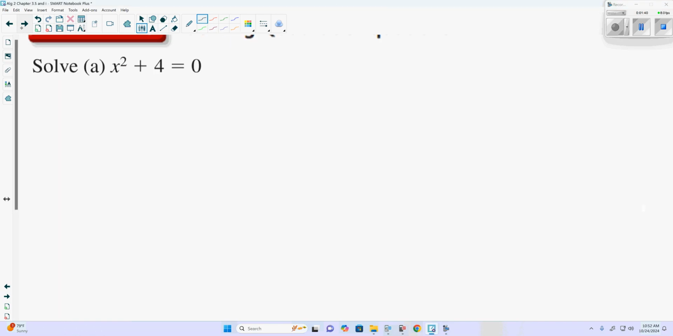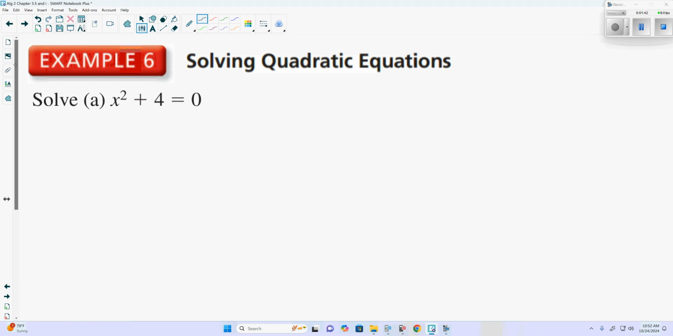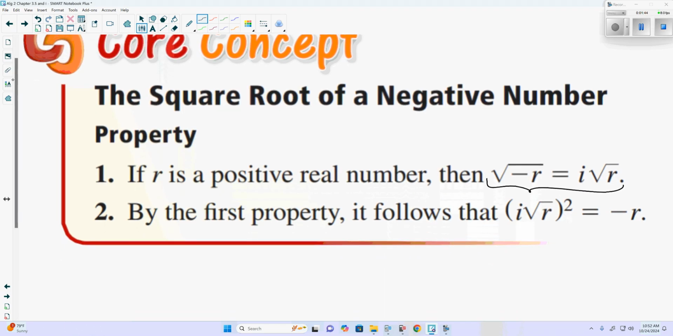Because this is really talking about the fact that i, going with our properties of i, is the square root of negative 1. So if we take the square root of a number that is negative, the negative is going to come out as i times whatever our radical, the square root of r, is. Now if we square i square root of r, we'll get back to negative r.